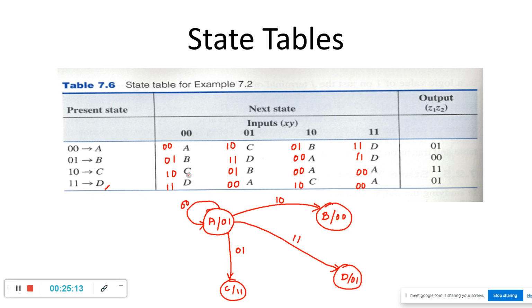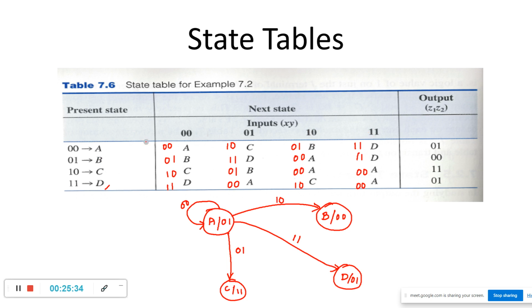A to A when it is 0 0. A to C when it is 0 1. A to B when it is 1 0. A to D when it is 1 1. Okay, next B. So B is going to A.